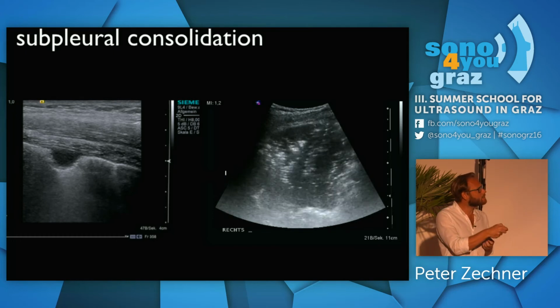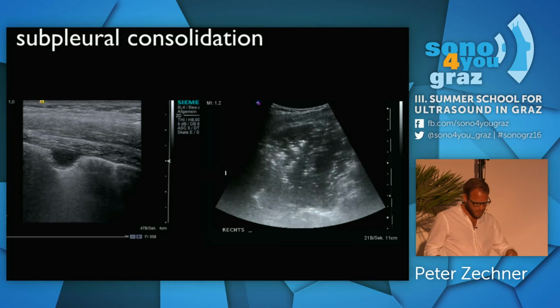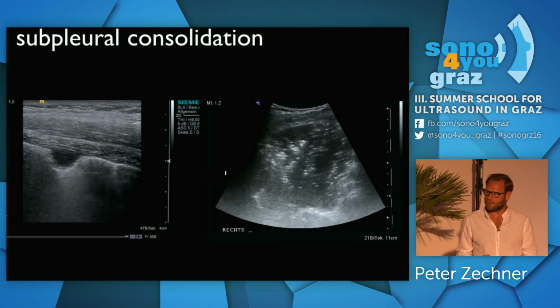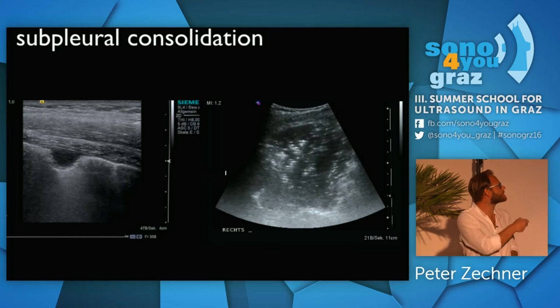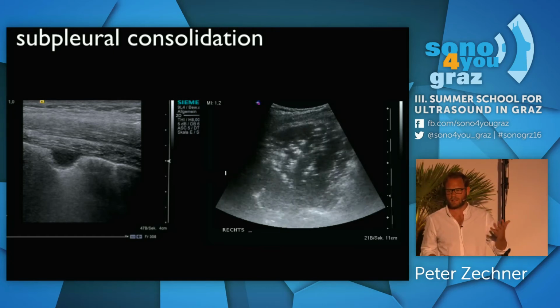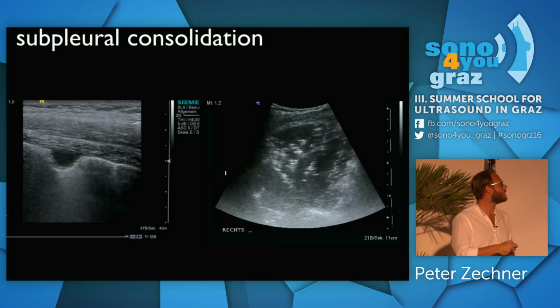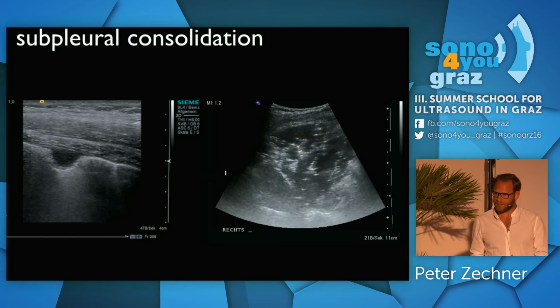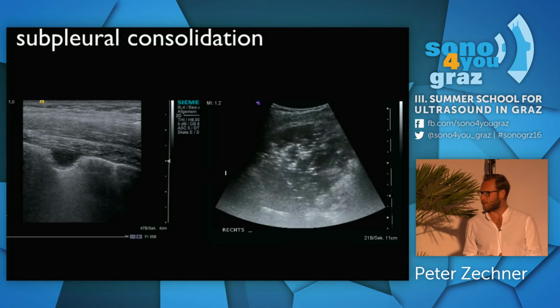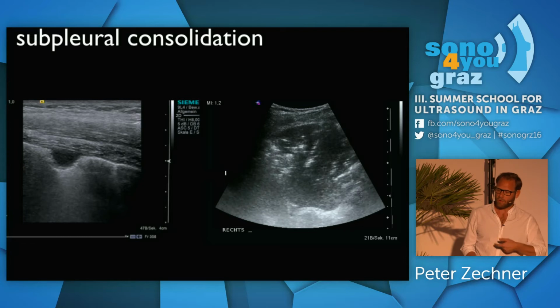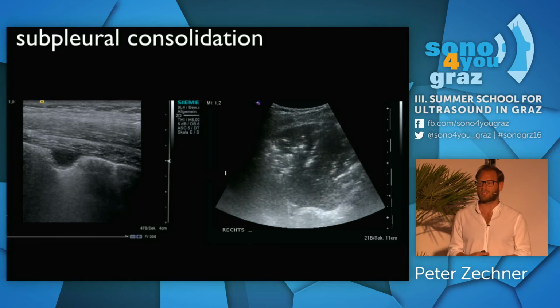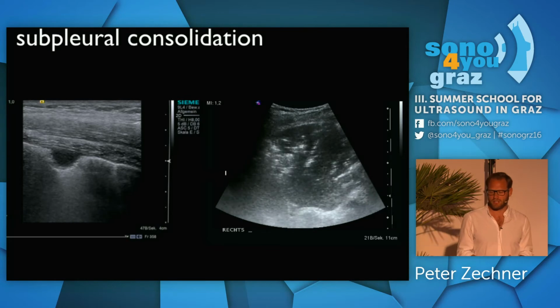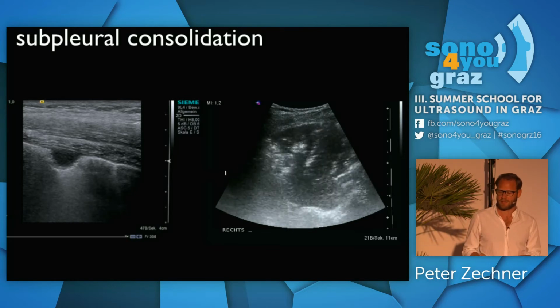In this example, this is a big pneumonia of a patient. Here, the lung looks more or less like the liver. We say hepatization of the lung, and this is a very small subpleural consolidation in case of pulmonary embolism, for example. Okay, so we see here the pleural line, and down there we can visualize the lung parenchyma because it's not filled with air anymore. This is, for example, the case in pneumonia, in pulmonary embolism, or in melanoma. There are many different conditions in which subpleural consolidations can be seen, even in ARDS, for example.